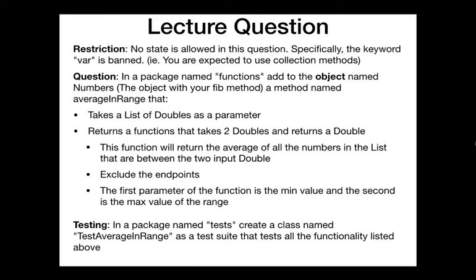averageAndRange takes a list of doubles as a parameter and returns a function that takes two doubles and returns a double. So there's a lot of different inputs and outputs going on here. There's two different things going on: a method that takes a list, and that method returns a function, and that function takes two doubles and returns a double. The function that's returned takes two doubles. The first double is a min value, the second double is a max value, and you want to find the average of all the values in the original list that's between those two values.